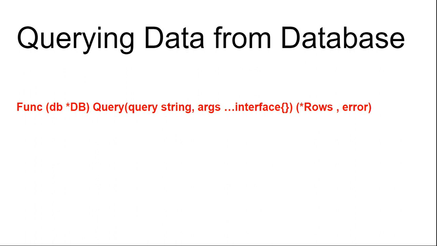The Query function allows us to return one or more rows. These functions take mainly two arguments. One is the query string, and the next one is the arguments. An argument can be anything, like an ID or some name, that we can add as an argument. This Query function returns the rows from the database, and if there are any errors, it will return the error.